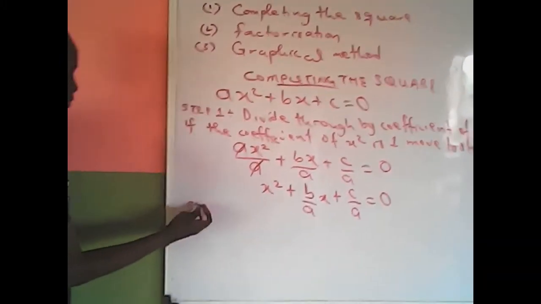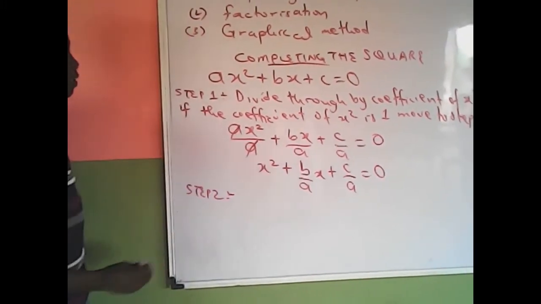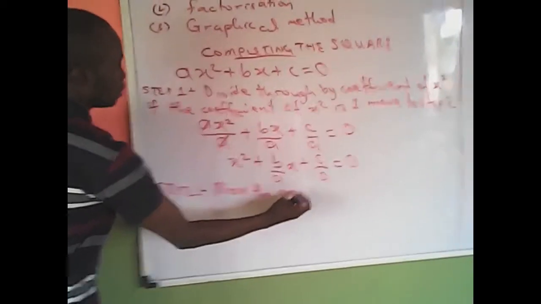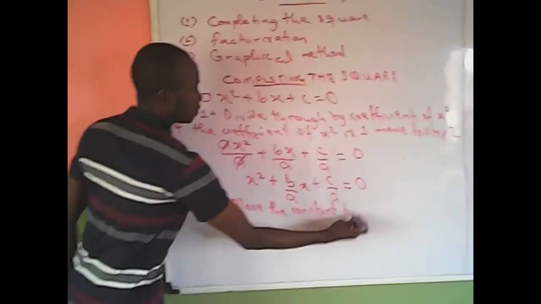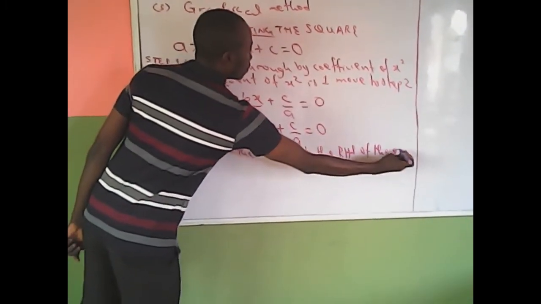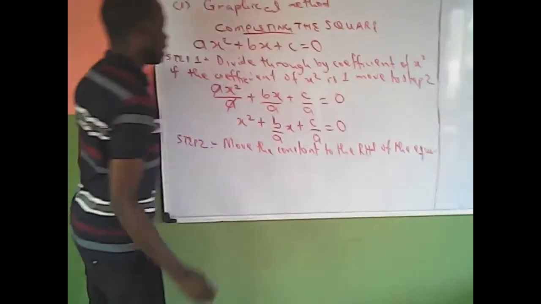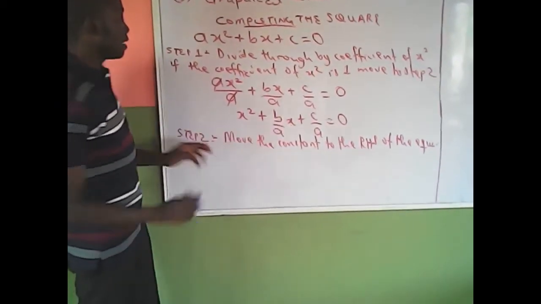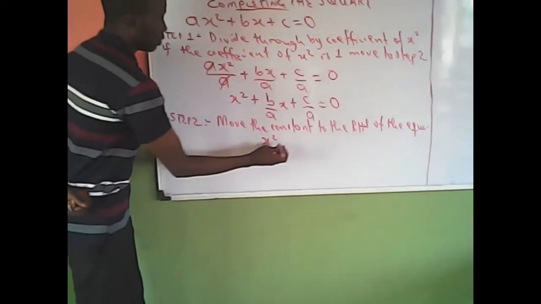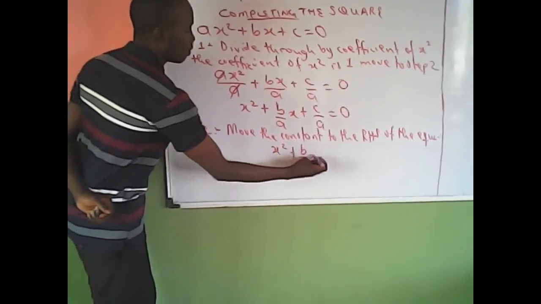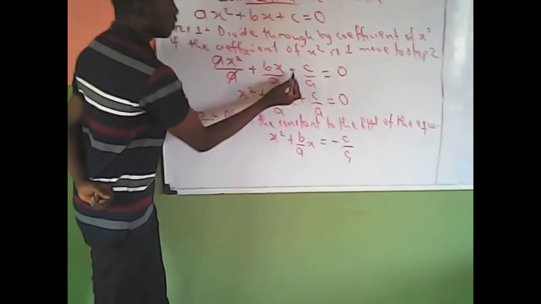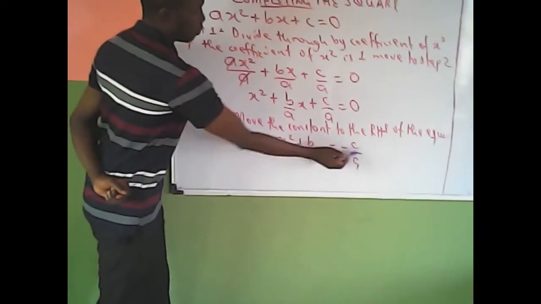Step 2 says move the constant term to the right hand side of the equation. Now, what do we do there? We move the constant term, c over a, to the right hand side of the equation. What will happen is that we will have x squared plus b over a x equals minus c over a, because the plus becomes minus when we move it to the other side.